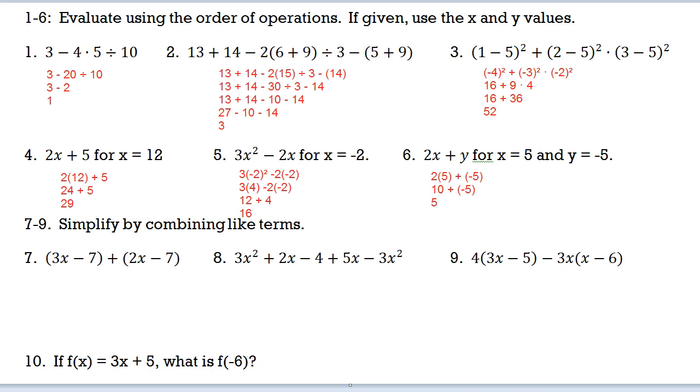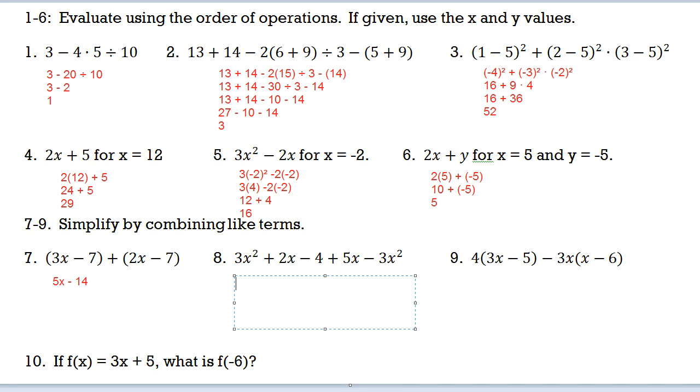All right, simplify by combining like terms. We've got 3x minus 7 inside our first set of parentheses, and we've got 2x minus 7 inside our second set of parentheses. We just combine what's in common here. And if you look, the 3x and the 2x, they are in common, and that gives you 5x. -7 and -7, those are in common. That gives you a -14, and there is nothing else to be done. So just leave it like that.